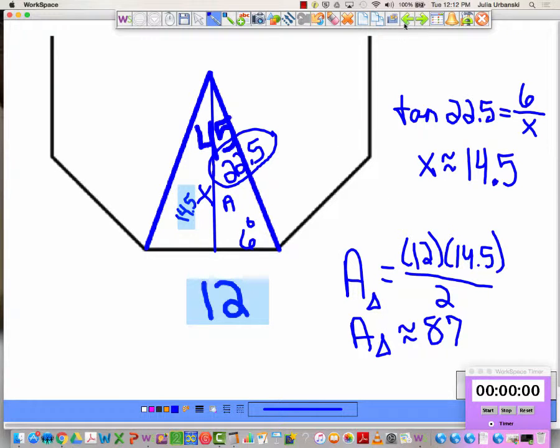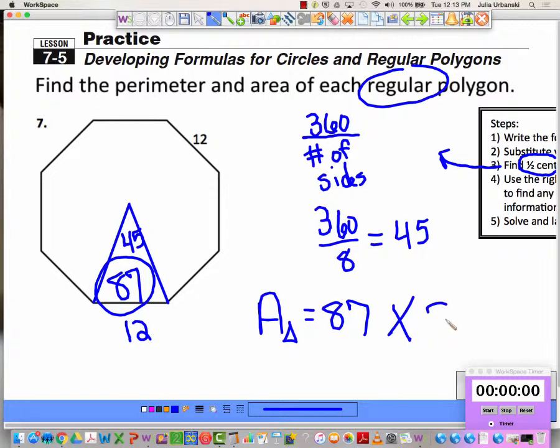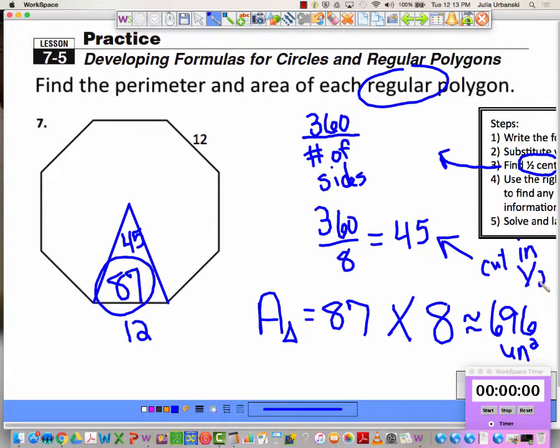But let me go back to the original picture. If this is 87, then what would we find for the whole thing? 696. Good. The area of the triangle is 87. You multiply by 8 triangles. 696. And that one didn't tell us what to use, so we're going to say units squared. Alright, skip number 8 till tomorrow.